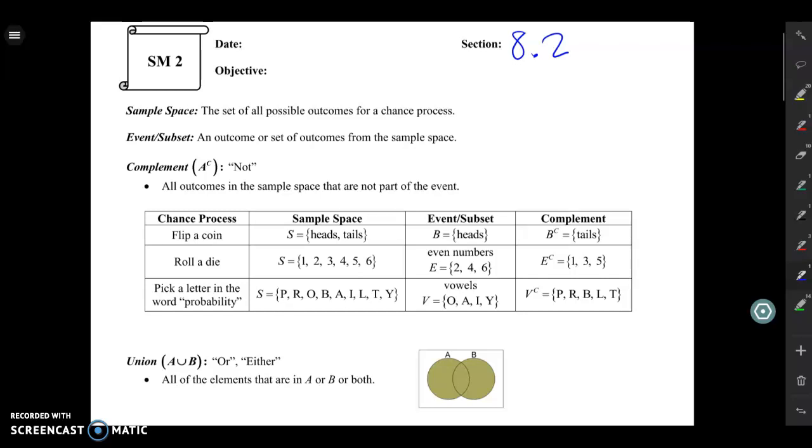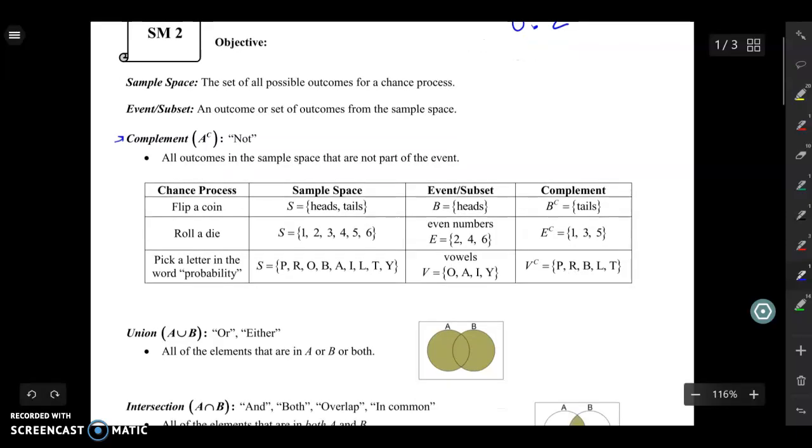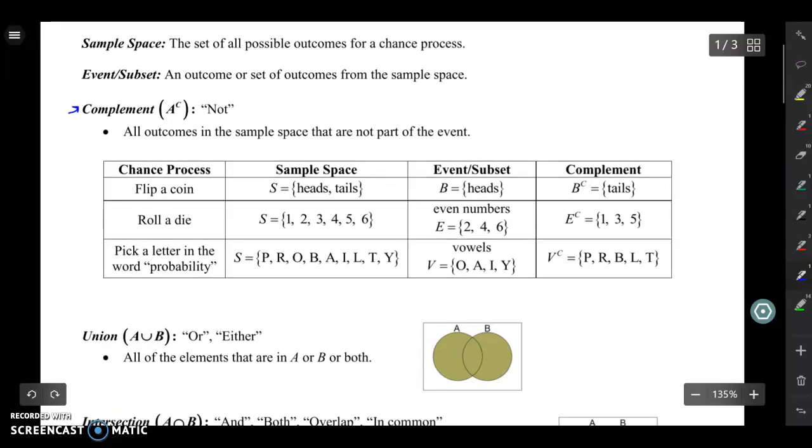Now the complement is this next one, and we notate it with this little C. It kind of looks like an exponent. That's a C, and that just means not. So it means all the outcomes in the sample space that are not part of the event. So if I care about the event being me rolling an even number, then the complement of that would be rolling an odd number.